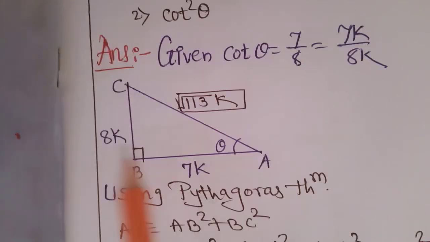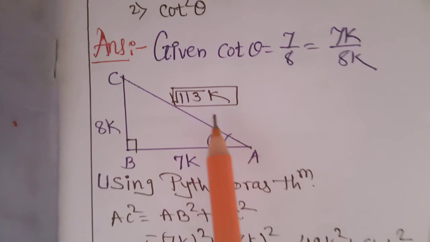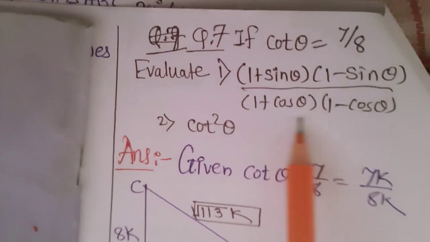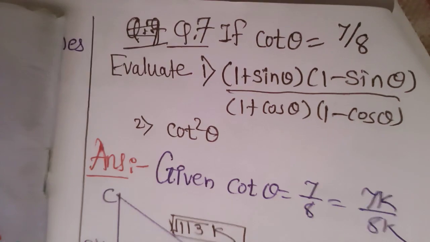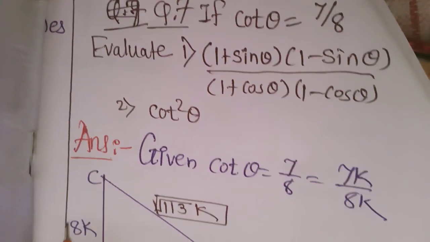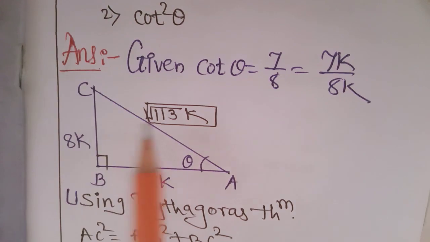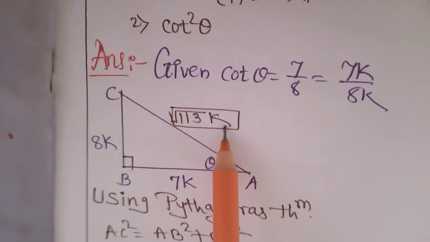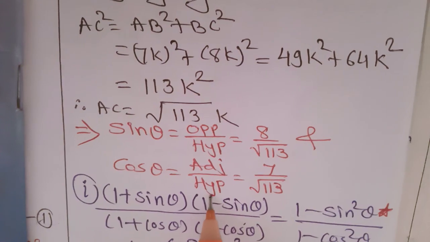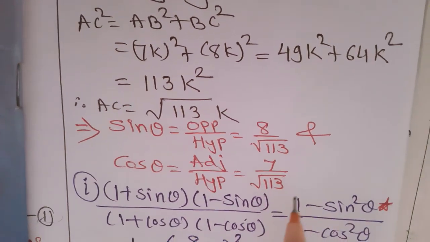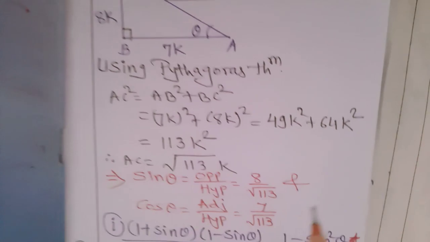Now see the diagram. You have all three values known, 8K, 7K, and root 113 K. Then you have to find, see in the question what ratios you require here: sin and cos. Means your target is first finding the value of sin and cos using the diagram. This is the theta. Then sin theta is opposite upon hypotenuse, 8K upon square root 113 K. K gets cancelled. Therefore sin theta is equal to 8 upon square root 113. Similarly, cos theta is adjacent upon hypotenuse, that is 7 upon square root 113. This is the basic information we required for solving the question.